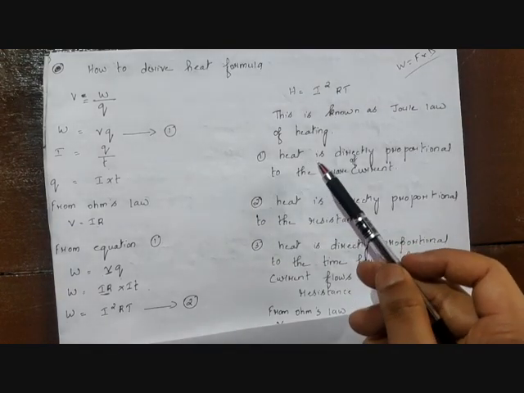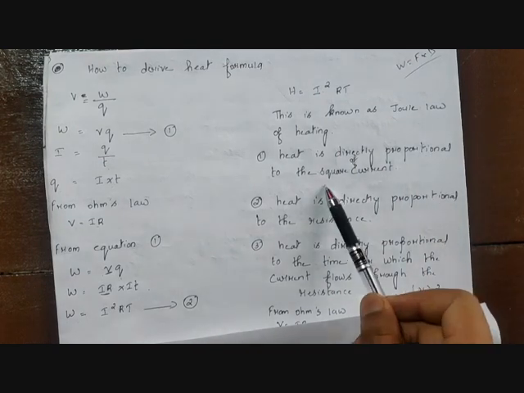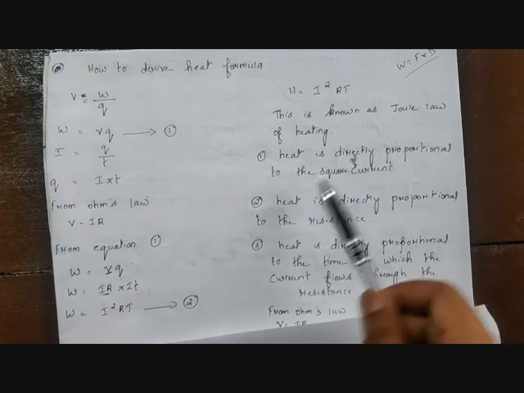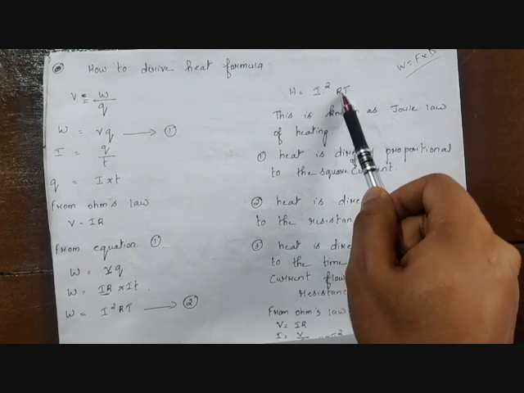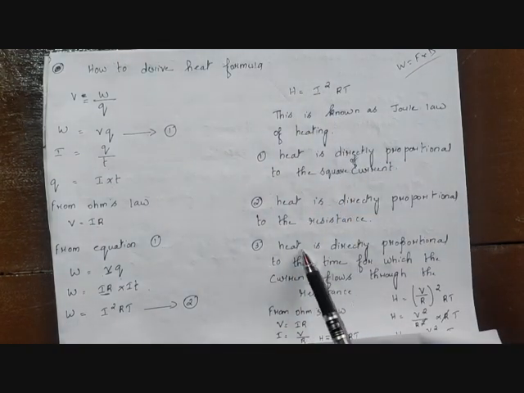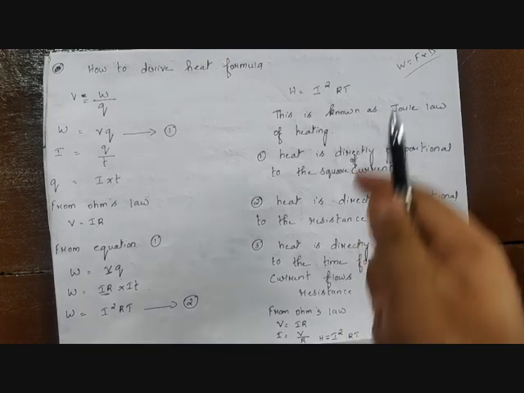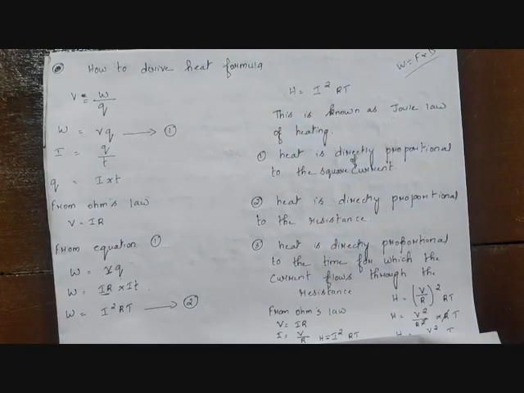So what is said is that heat is directly proportional to the square of the current. Second, heat is directly proportional to the resistance, and heat is directly proportional to the time for which the current flows through the resistance. Clear? So you have to know what Joule's law of heating is. This equation tells about Joule's law of heating and what it depends on, right?